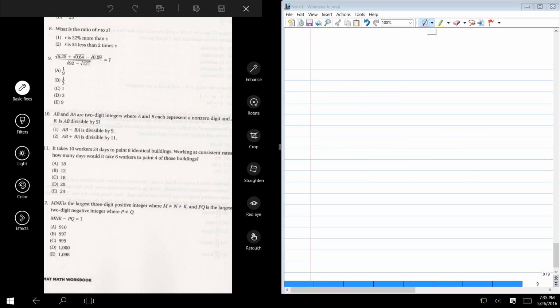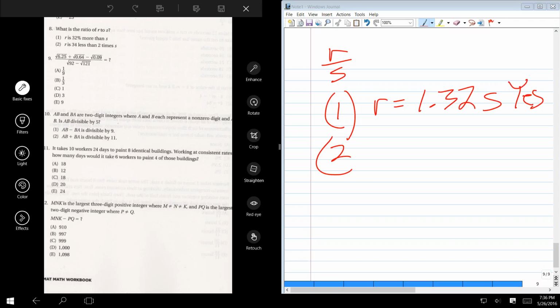Okay, so we're looking for the ratio of R to S. And the first thing they tell you is R is 32% more than S. How can I write that as an equation? So R equals S times 1.32. Is that enough to figure what R divided by S is? Yes, R divided by S equals 1.32.